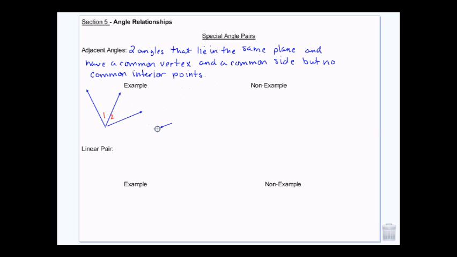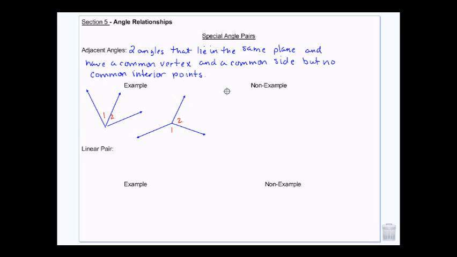Oops, that one's a little off. These angles would also be adjacent because they share this side. So angle 2 and angle 1 share this side, and here angle 2 and angle 1 share this middle side.